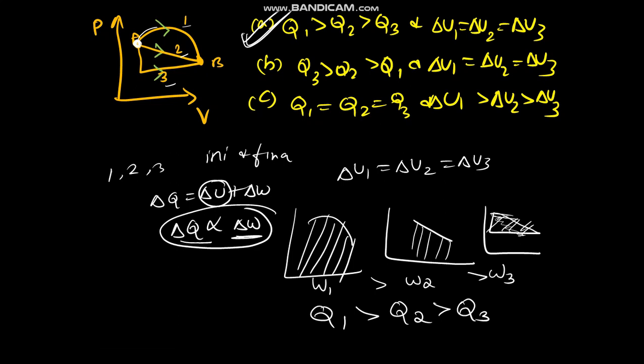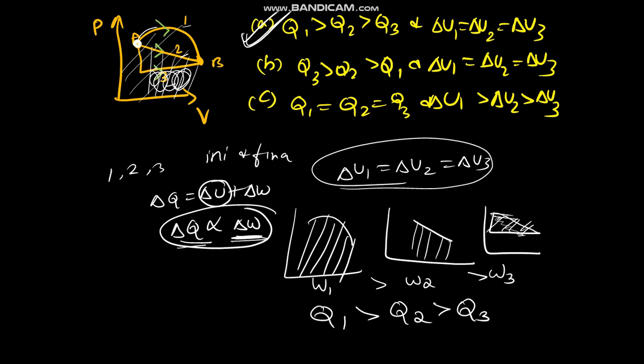See that initial and final positions are the same, so internal energy is the same, and delta Q is directly proportional to delta W. So work done in the first graph is this much, that is the area under the first line. Area under the second line is only this much, and area under the third line is very small. So work done in 1 is greater than work done in 2 is greater than work done in 3. Heat in 1 is greater than heat in 2 is greater than heat in 3.